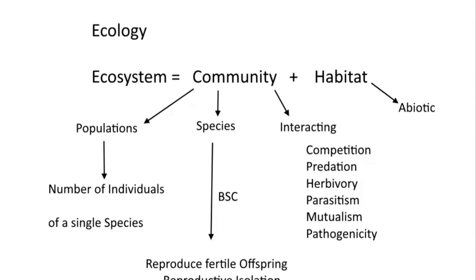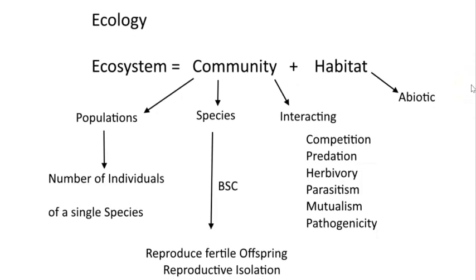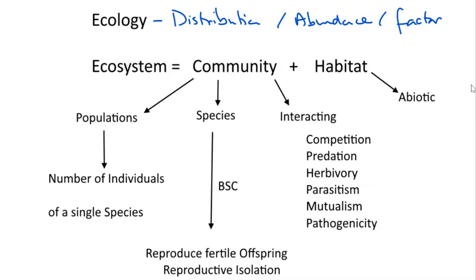So this is a new word, the word community. Ecology, as we've already discussed, is about the distribution, the location of organisms and their abundance, and the factors which are affecting that distribution and abundance. Ecologists study these factors within a particular location. We call these ecosystems. Now, an ecosystem is composed of two parts. There's the community and the habitat.